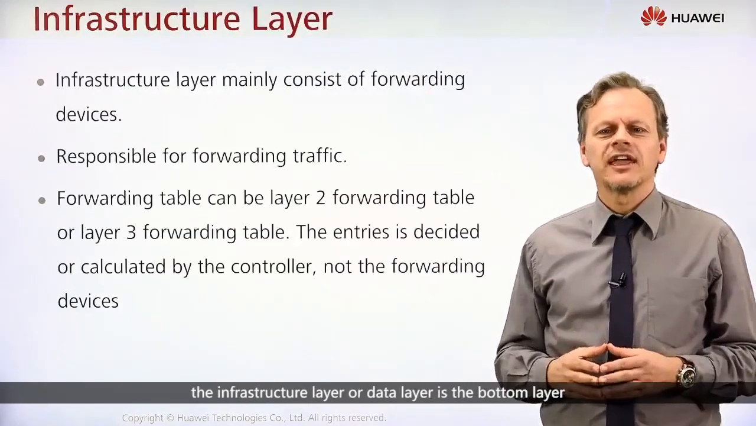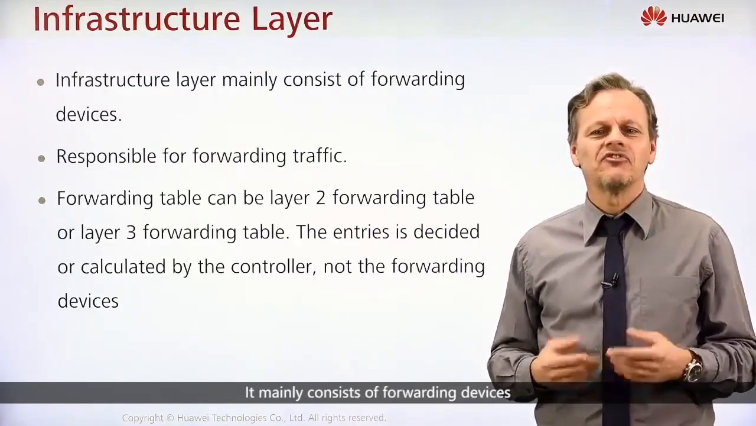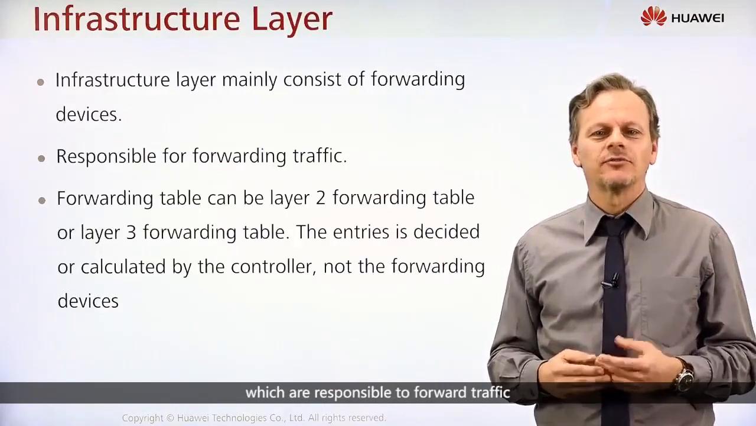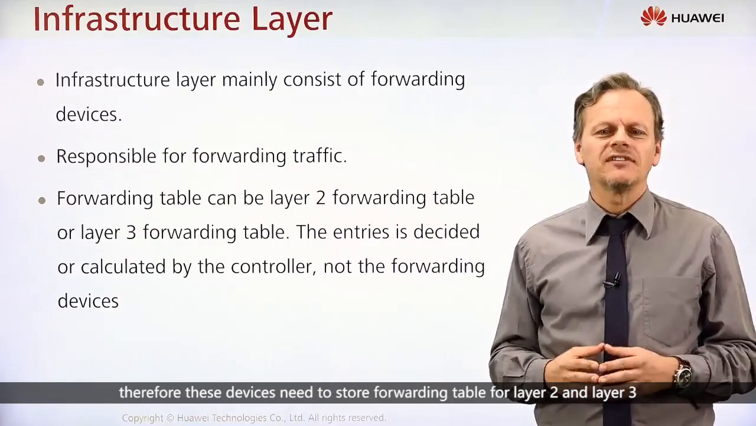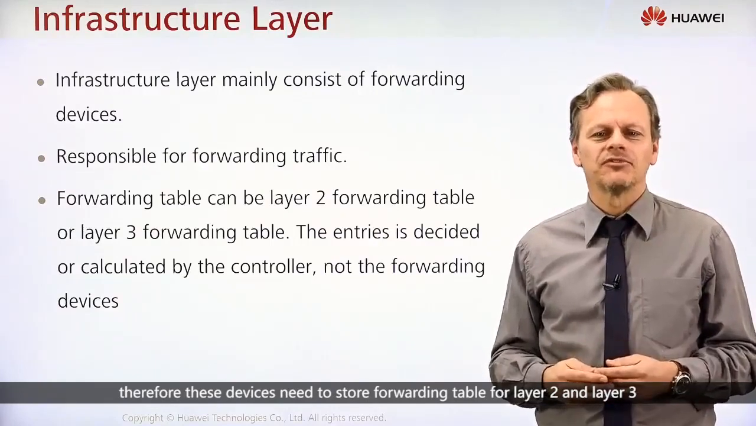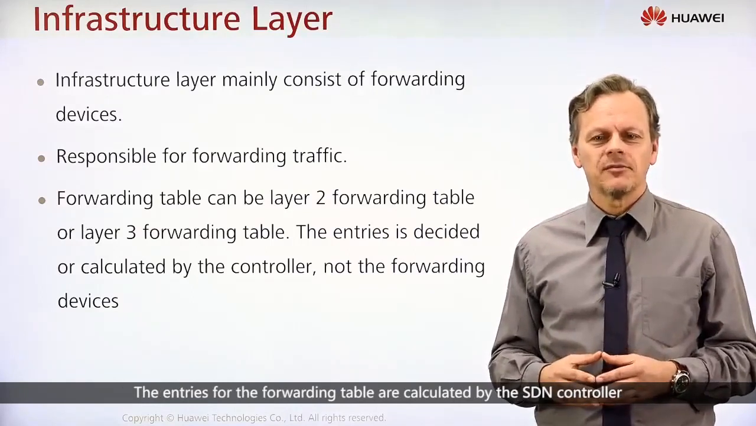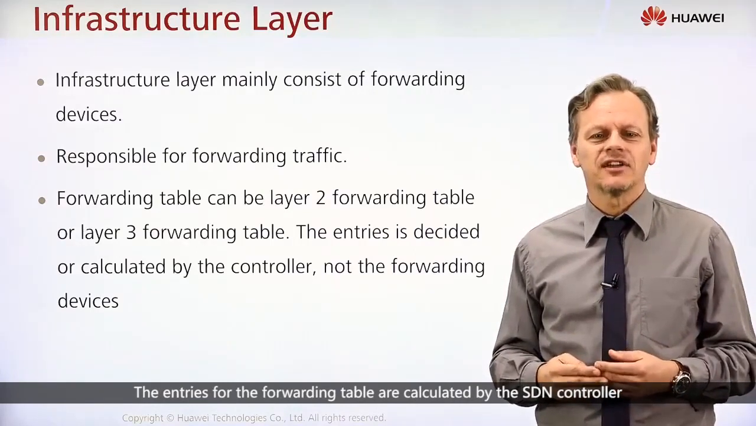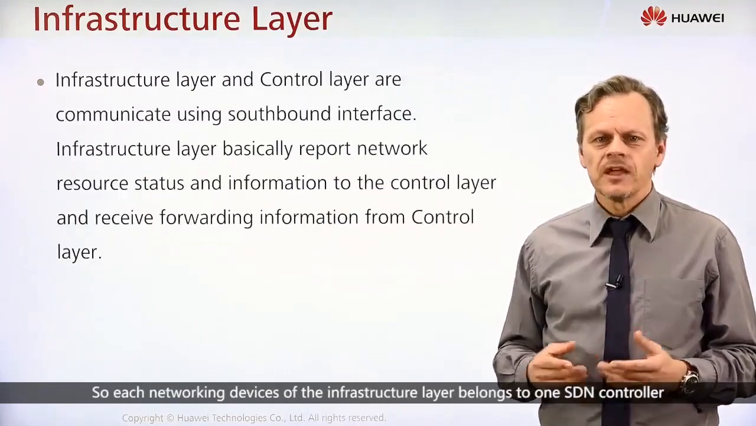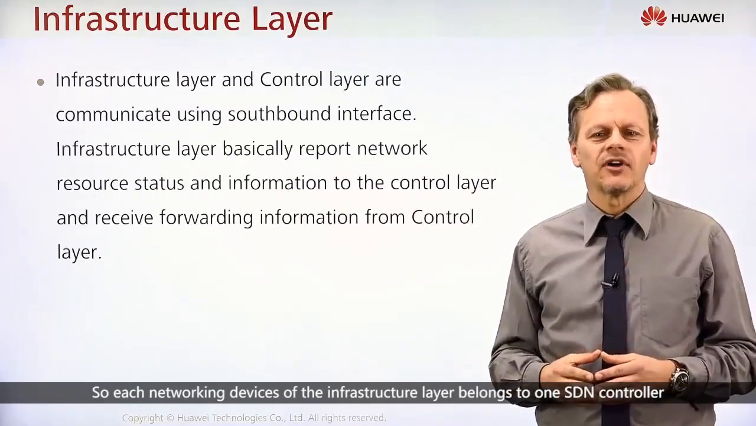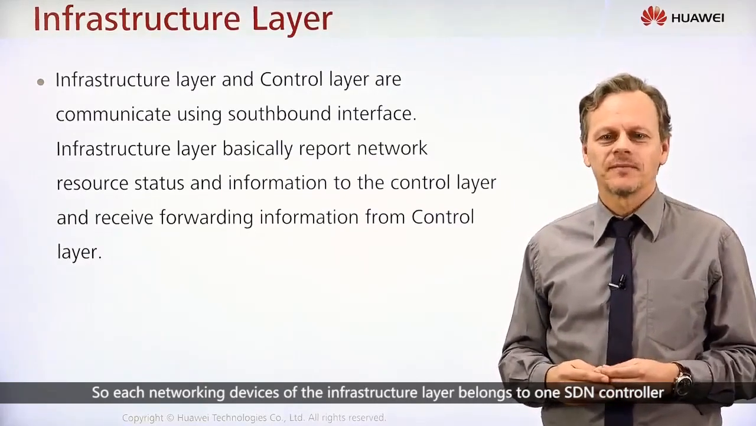The infrastructure layer or data layer is the bottom layer. It mainly consists of forwarding devices which are responsible to forward traffic. Therefore, these devices need to store forwarding tables for layer 2 and for layer 3. The entries for the forwarding tables are calculated by the SDN controller, not by the forwarding device itself. So each networking device of the infrastructure layer belongs to one SDN controller.